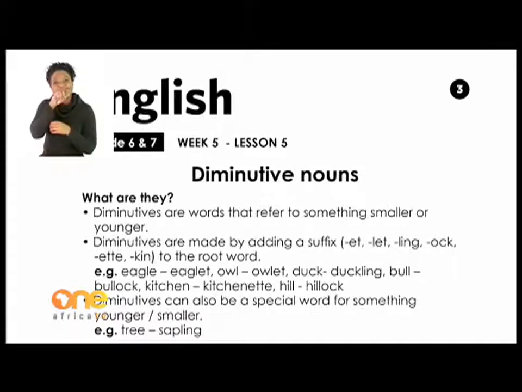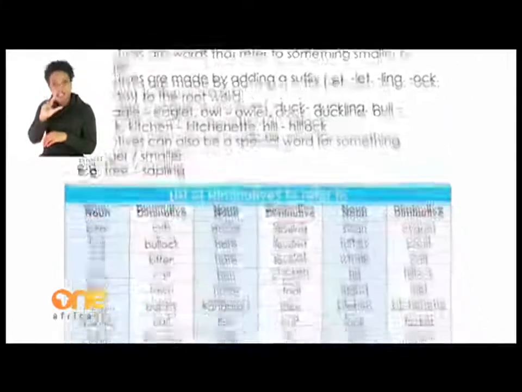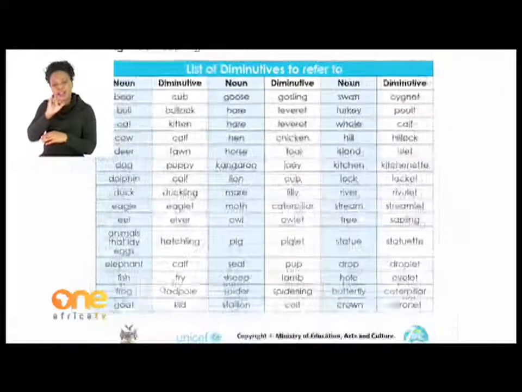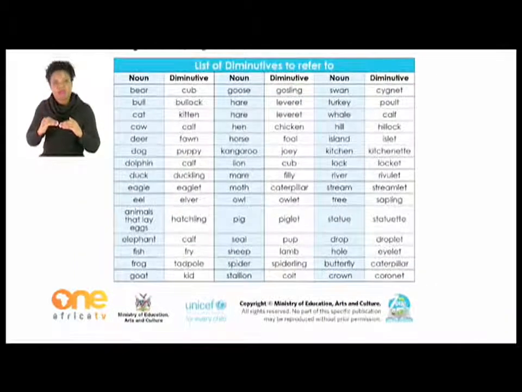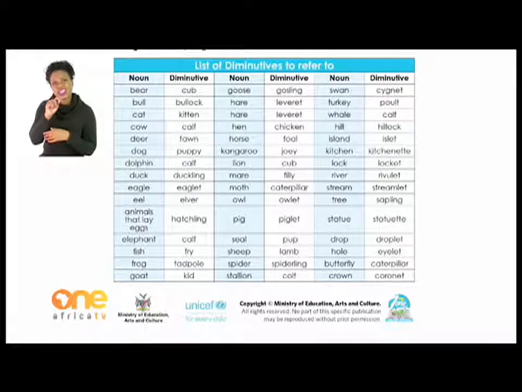Diminutives can also be a special word for something younger or smaller, e.g., tree, we call it a sapling. A small tree is called a sapling. Right, let's proceed. Below there on the same page, we have a list of diminutives to refer to. We want to use this as our dictionary as we do our activities. Each time we'll be turning to page three and look for the answers. There are quite a number of nouns and their diminutives. For instance, there's beer, cup, goose, gooseling, and then we also have the last ones, which is goat, kid, stallion, colt, crown, coronet, etc.